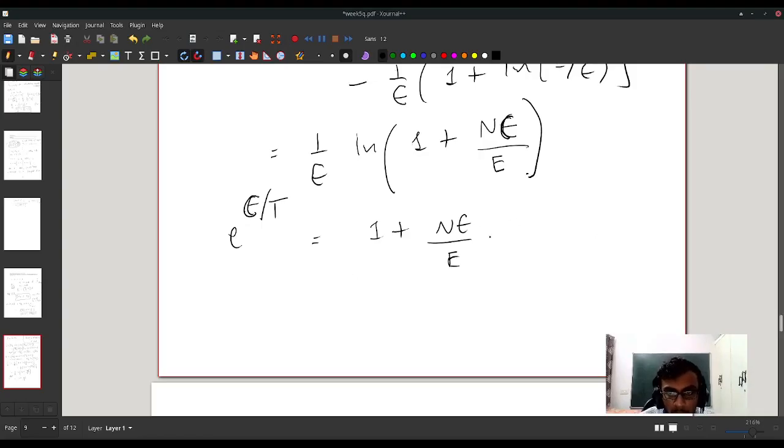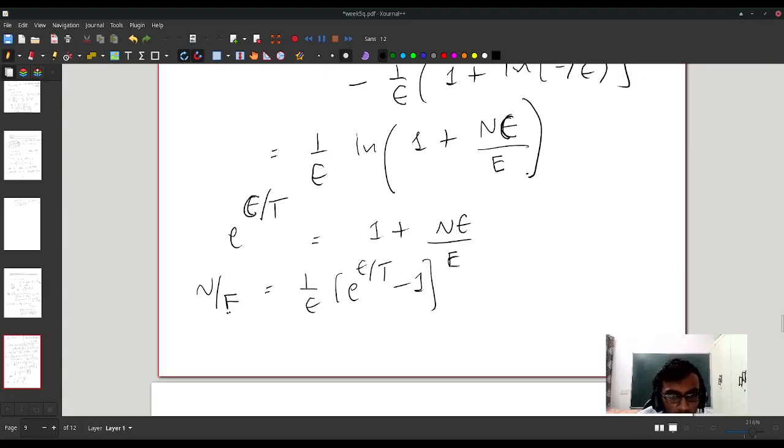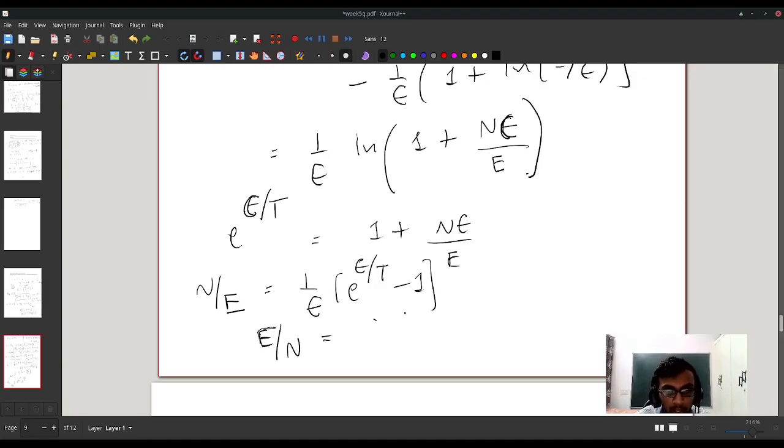So N by E is going to be 1 over e to the epsilon by t minus 1. I'm sorry if my epsilons and e's look the same. So finally the energy per atom, or the energy per object, is epsilon by e to the epsilon by t minus 1.